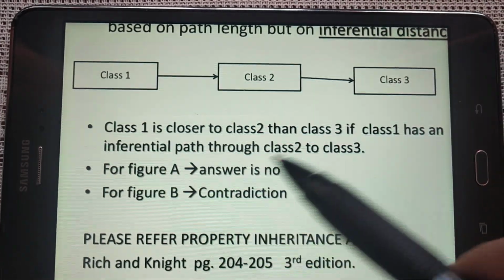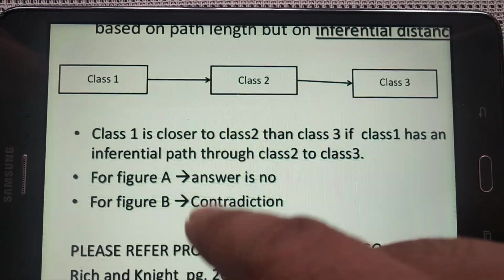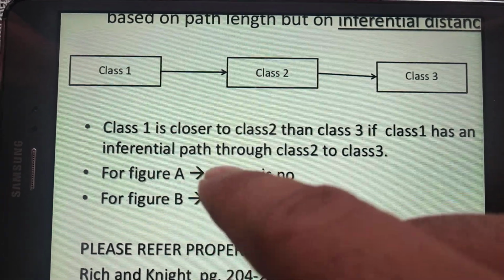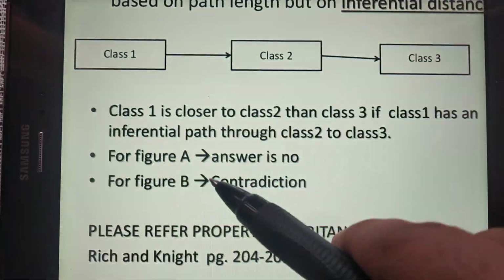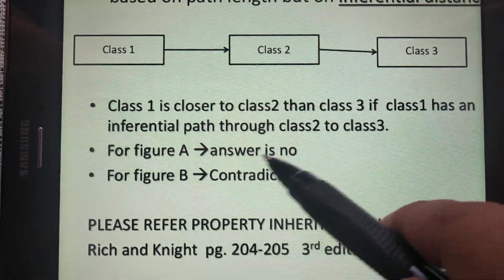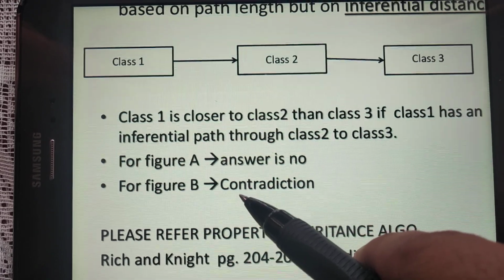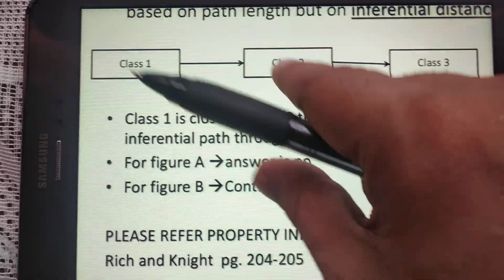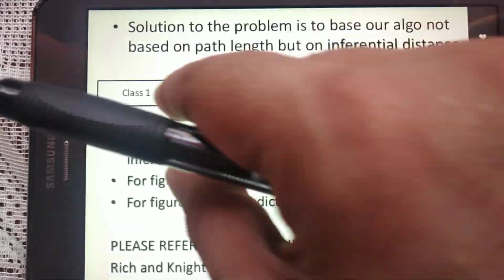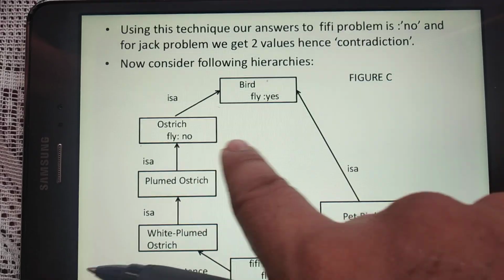So this is the inferential distance algorithm that we consider now. Now note that with the path length algorithm for our figure A, the answer we had got correctly was no. But for figure B, the answer that we got was contradiction. Right? Now we will analyze figures A and B using this new inferential distance algorithm. So let's go back and check.